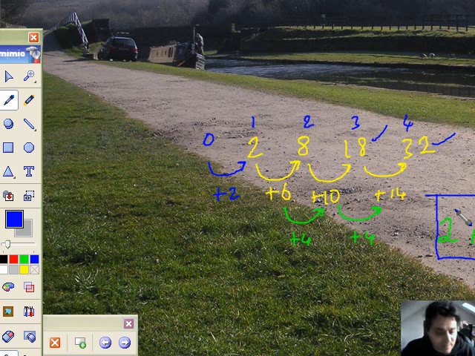So these are quadratic ones. I may do some more difficult ones a little later on, but I just want to pause this for now because I'm happy with it.